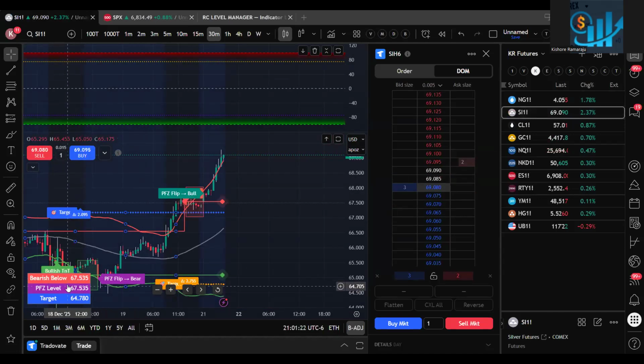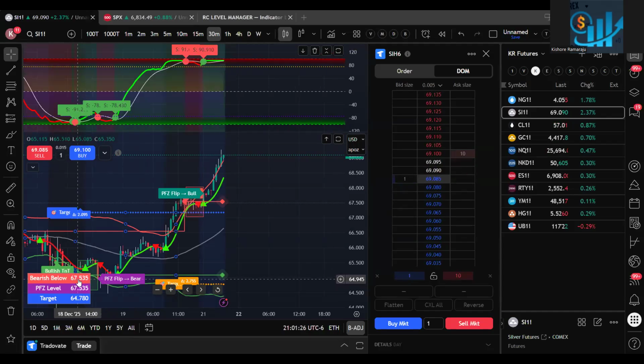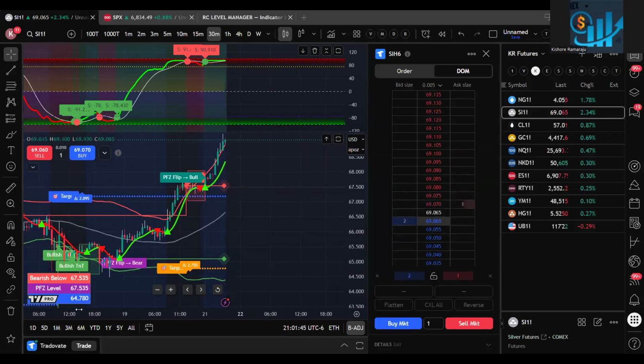Silver, it is telling bearish only if it breaks below 67.535. If it breaks below 67.53, you can hold it until 64.78. Like that. So this is for swing trades. You always watch out based on the table, you know where to take short and until what time you can hold. Sometimes it may happen on the same day, sometimes it may take more than one day for this to happen.